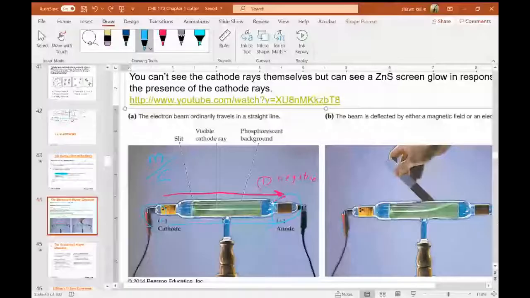All right, so Thomson got us the fact that we have cathode rays. How do you picture an atom in your mind? Like this, or like this, or maybe one of these? All right, there we go.